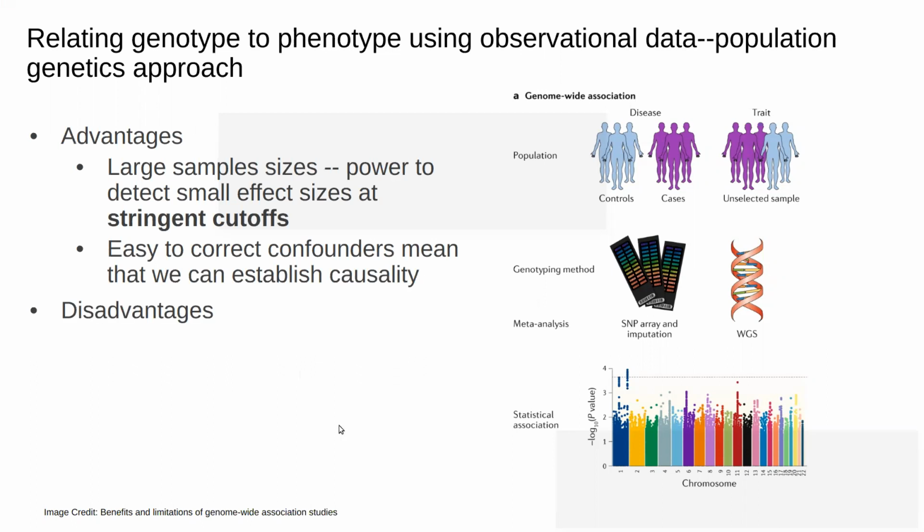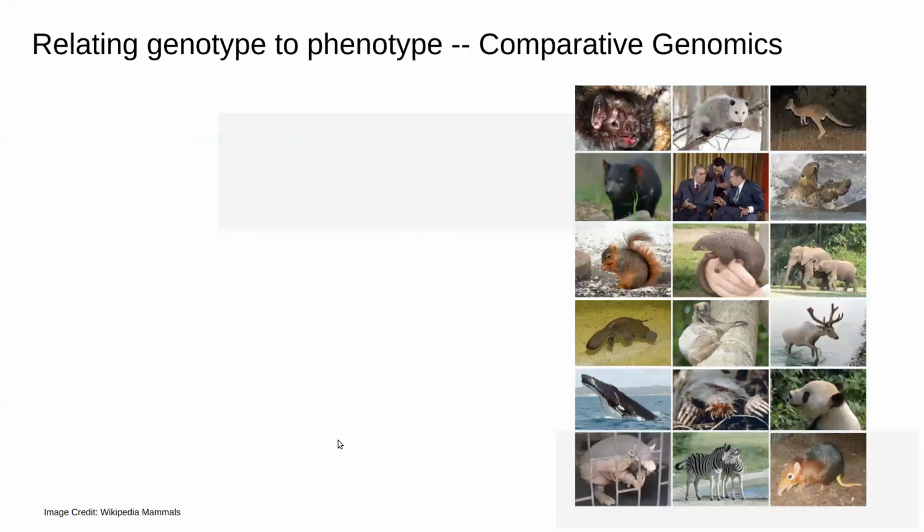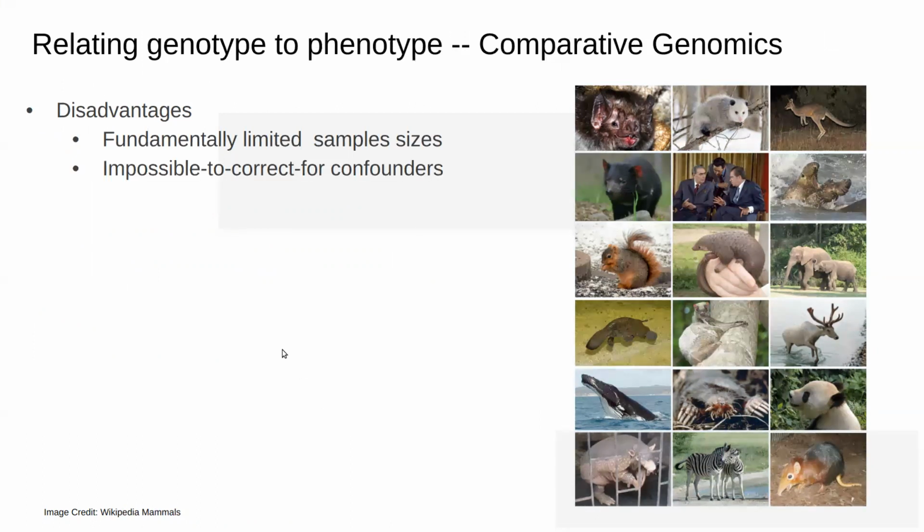phenotype. Of course, there's also some disadvantages to using population genetics. So we have limited genotype diversity, and we also have limited phenotype diversity. And so we can contrast that with what we can get when pursuing the same question using comparative genomics. This approach, on the other hand, has many disadvantages. We have fundamentally limited sample sizes. There's only so many mammals that we have, and there's only even fewer of them that have a particular phenotype of interest. It is impossible to correct for confounders. So, for example, body mass is confounded with longevity and also confounded with marine habitat.